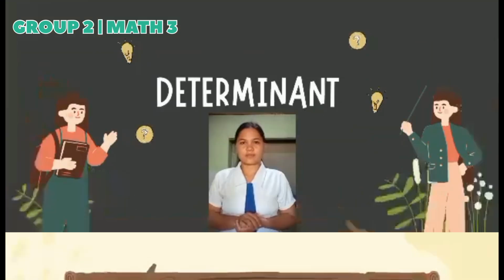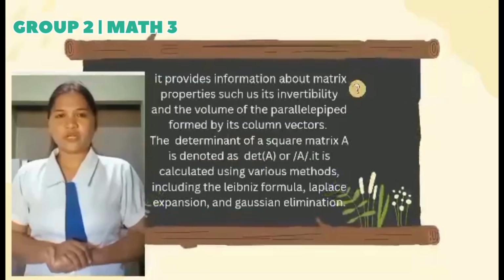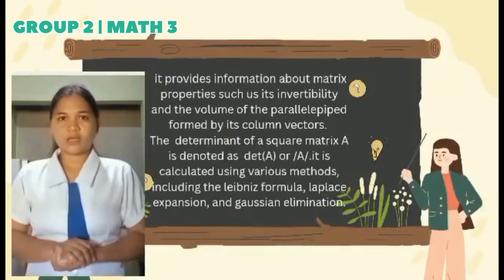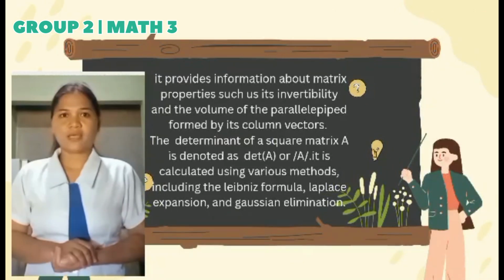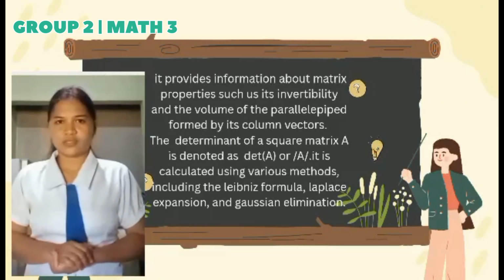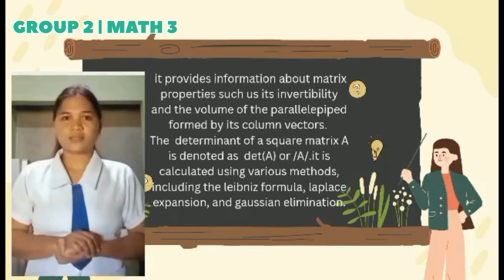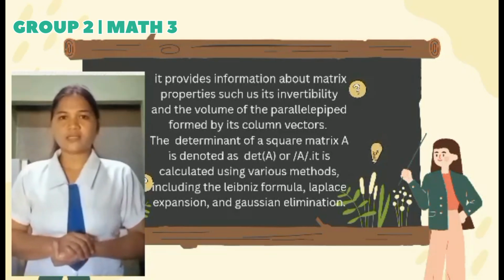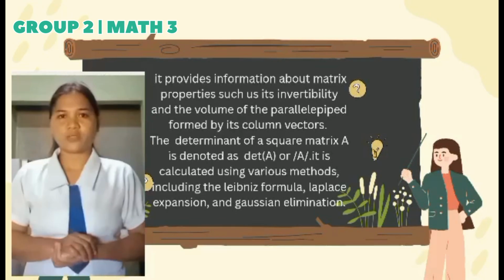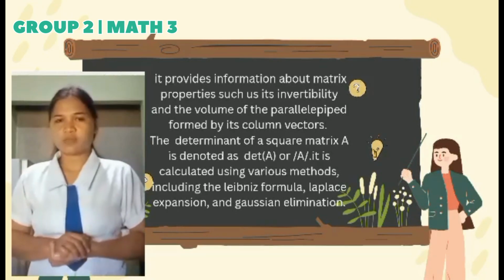Determinant. A determinant is a scalar value associated with a square matrix. It gives information about matrix properties, such as its invertibility and the volume of the parallelepiped formed by its column vectors. The determinant of a square matrix A is denoted as det A or |A|. It is calculated using various methods, including the Leibniz formula, the Laplace expansion, and Gaussian elimination.